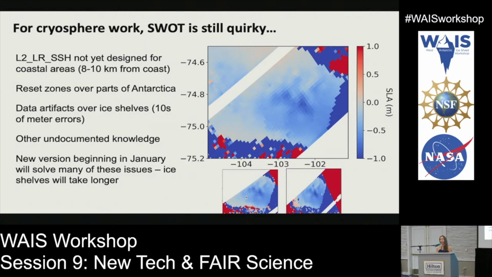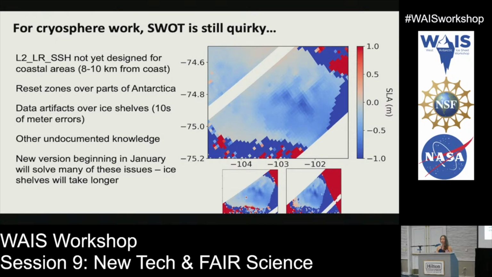There are reset zones that SWOT has. The satellite has to turn off for 90 seconds every so often to clear its downlinking capabilities. Matt's laughing here at the front. They have set these reset zones, of course, over Antarctica, and no one was there to instruct them where, so they are doing some of these reset zones over critical locations in Antarctica, and we're working to get those moved so that we can get data in those locations.